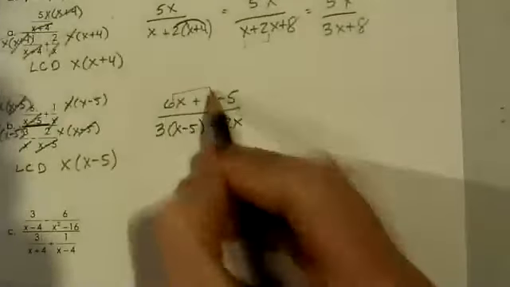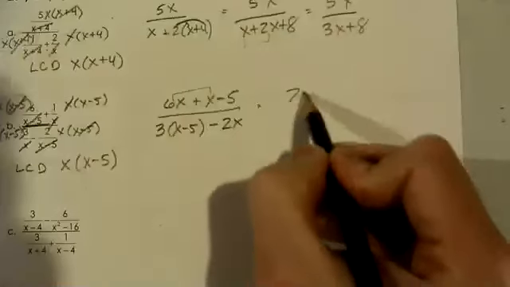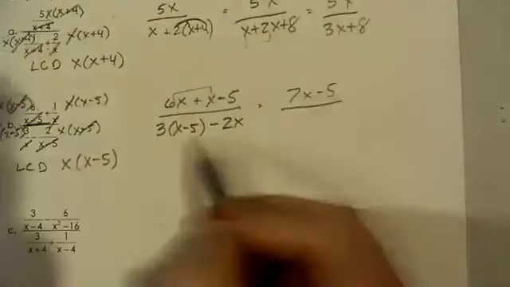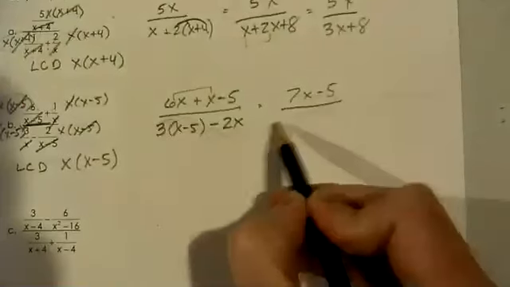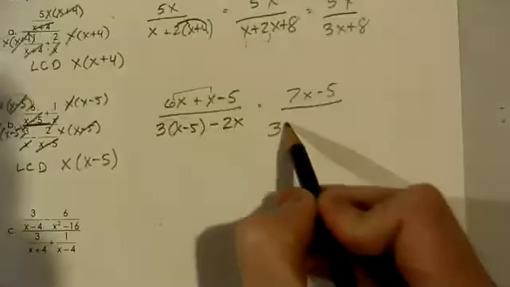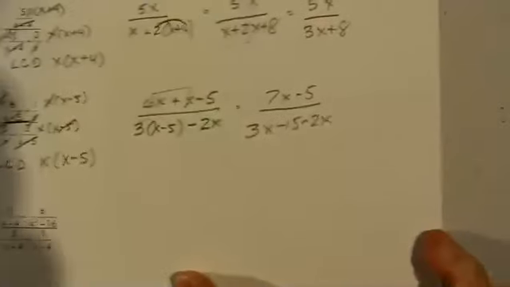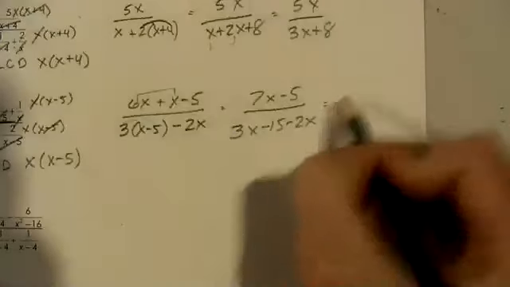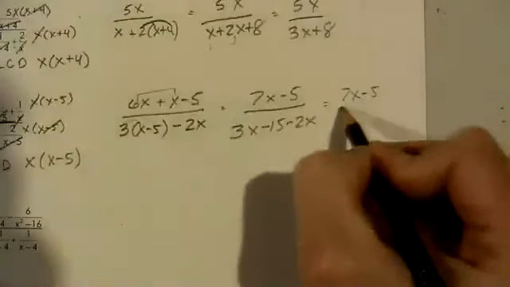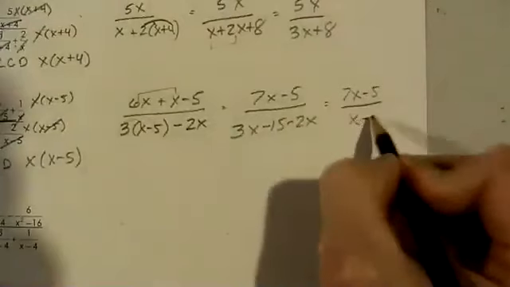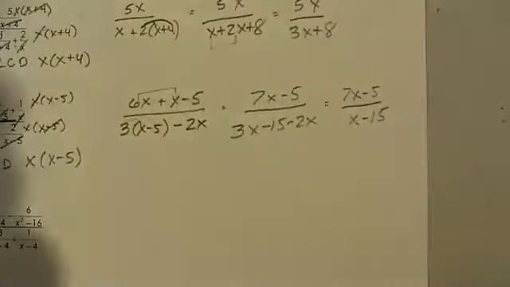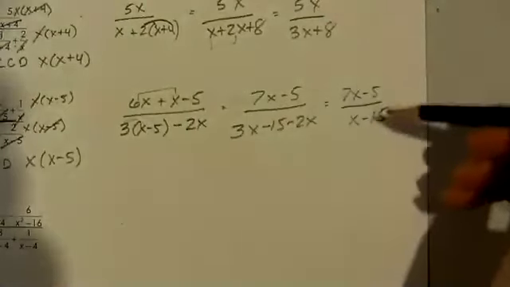Now we've got to collect our like terms. We have 3x minus 15 minus 2 more x, which is 7x minus 5 and x minus 15. A common mistake here is to think that you can reduce the 5 and the 15. You cannot reduce the 5 and the 15.